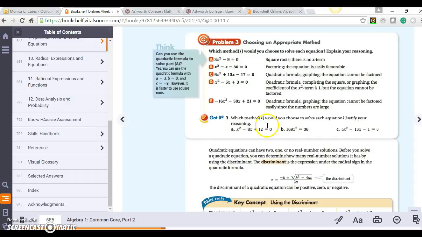All right, so let's look at guided 3. It says, which method or methods would you choose to solve each equation? Justify your reasoning. So x squared minus 8x plus 12, small numbers, I can easily find my multiples, so I would just factor this one.